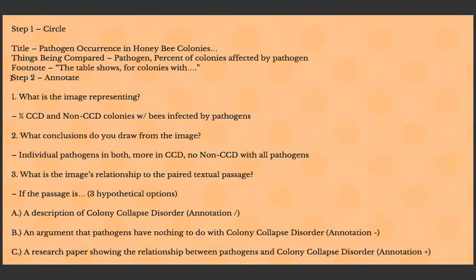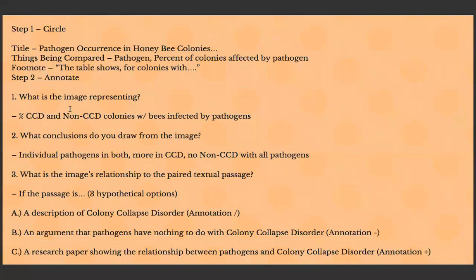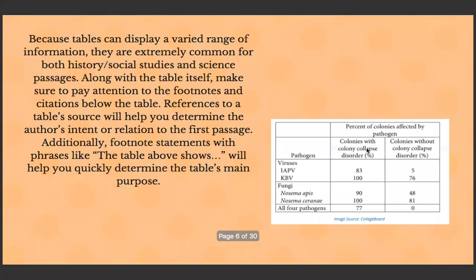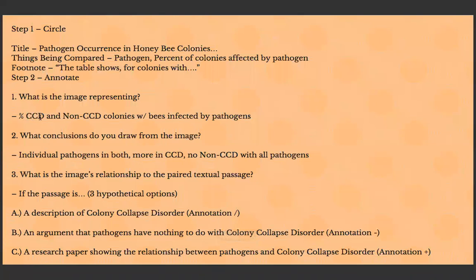The second step that you need to do is annotate. So this is where you're going to mark it all up. So what is the image representing? Well, the image is representing a percentage of colonies with collapse disorder versus colonies without collapse disorder. So percentage of colonies with collapse disorder and non-collapse disorder with bees infected by the pathogens. Okay, so that's something that you would need to write down.